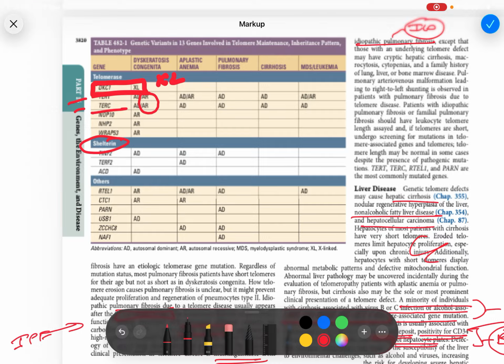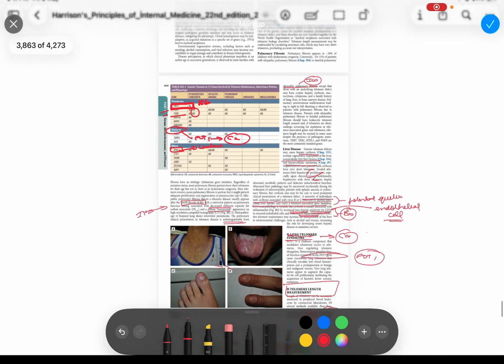And for shelterin, whether I missed it here, the POT1 sequence is associated with malignancy. And here there is RTEL1, also associated with leukemia. Done, right? This is what can be asked in this table.